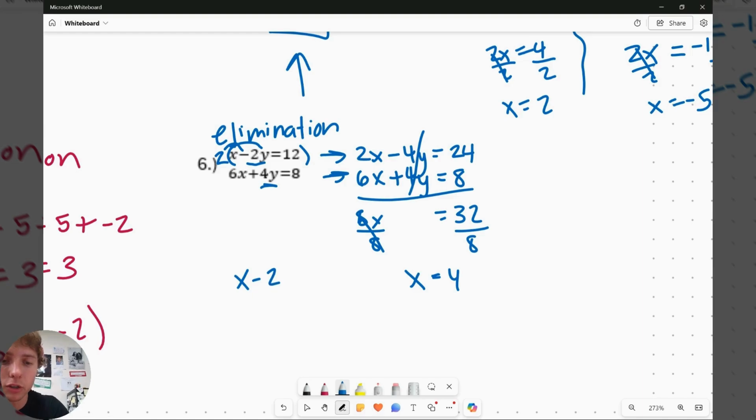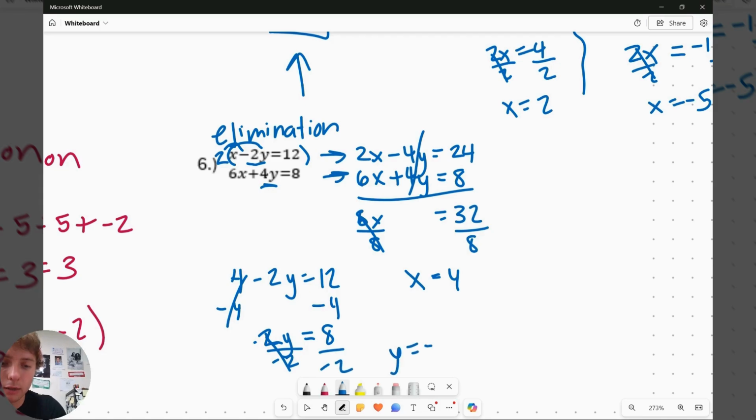I like the top original personally, just because there is less values to deal with. Make sure you replace the correct value. We had x, so I'm going to replace x. And then I'm just solving to get my variable by itself. When you do so, you should end up getting y equals -4. So our solution then would be 4, -4.